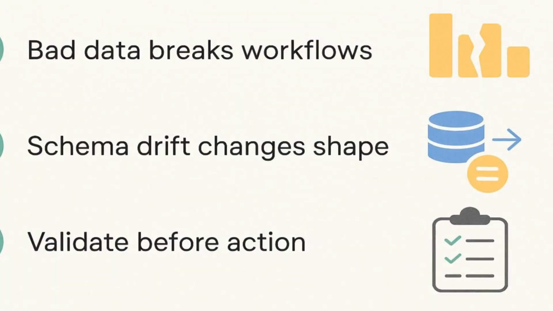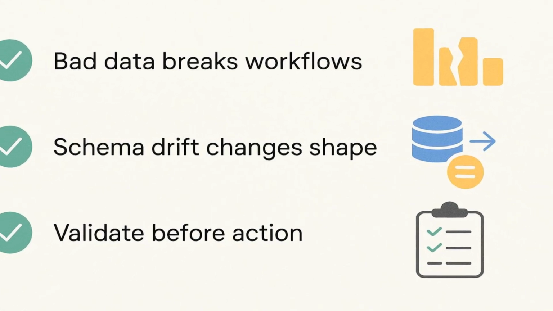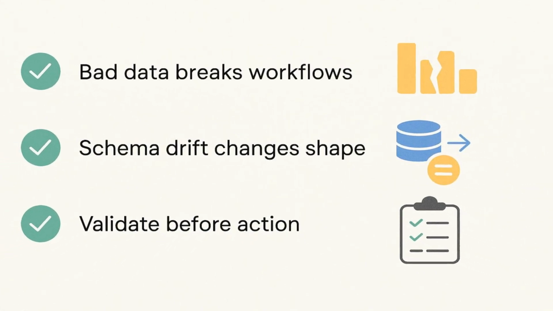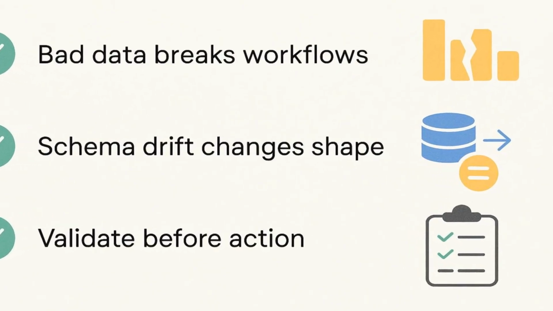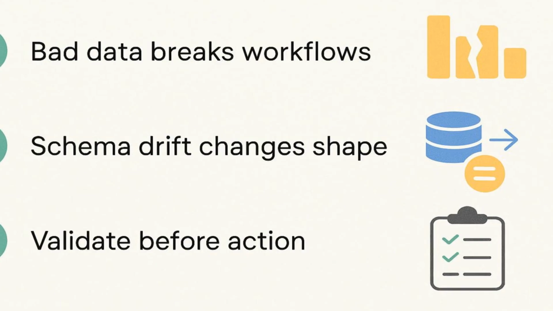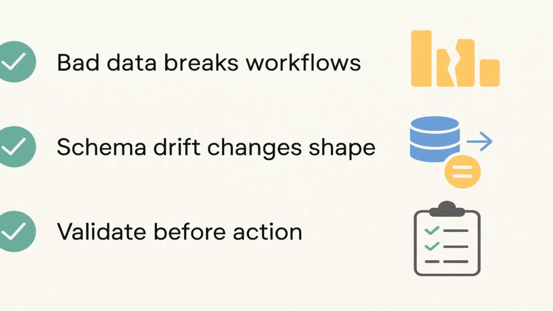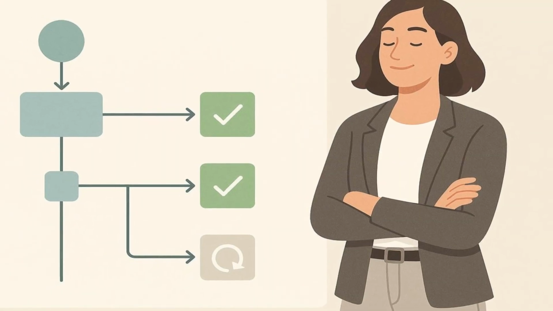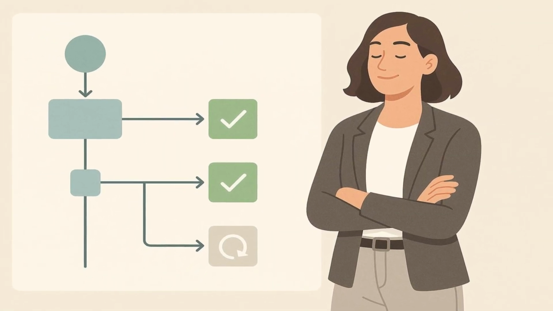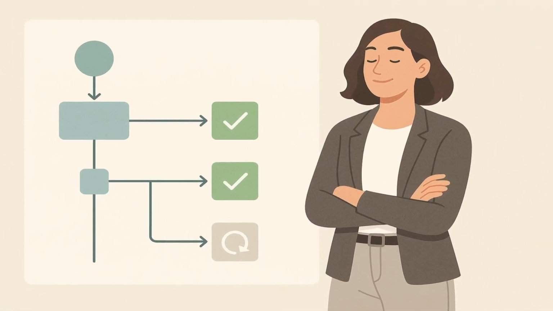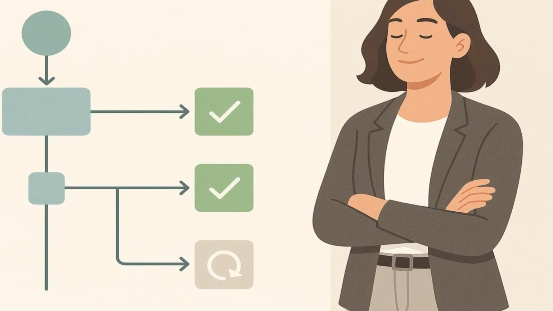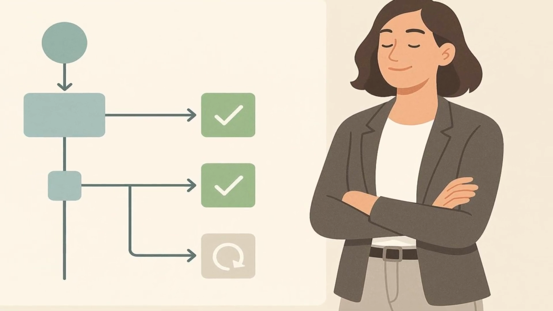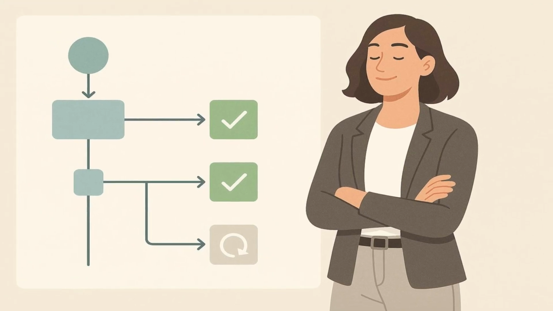To recap, bad data breaks workflows. Schema drift changes the input shape, and validating before action is the best guardrail. A workflow that runs is not the same as a workflow that is safe. In the next episode, we'll continue building on automation reliability and examine the next failure pattern. If this practical approach is useful, stay with the series. The goal is fewer silent failures and more workflows you can trust.